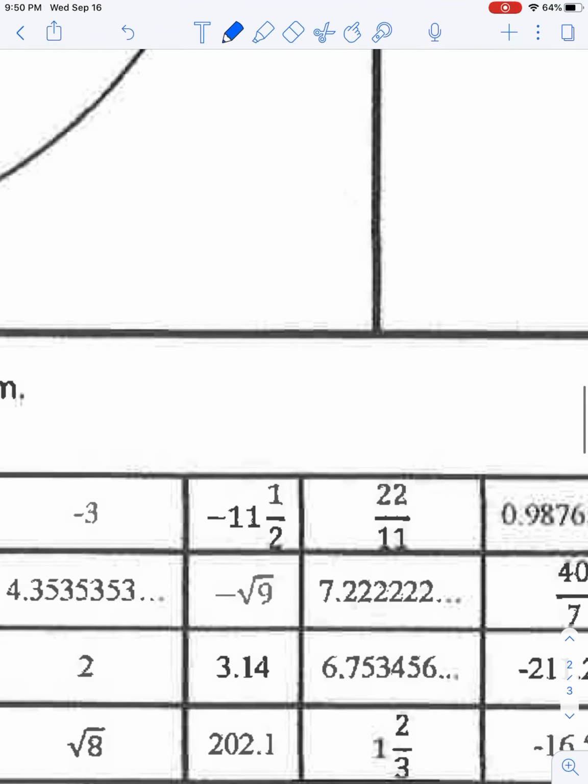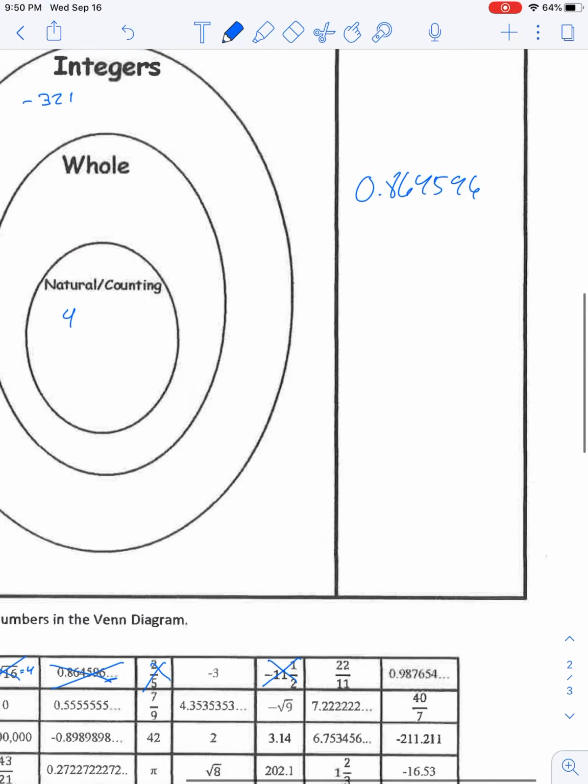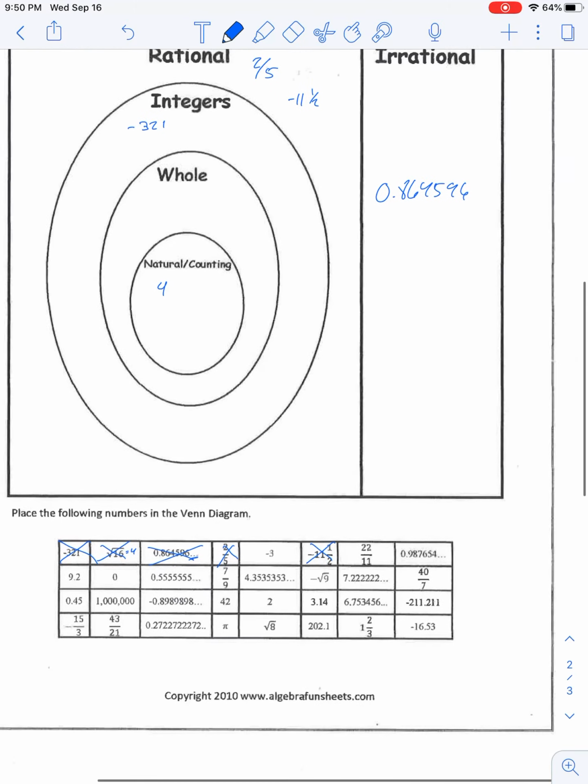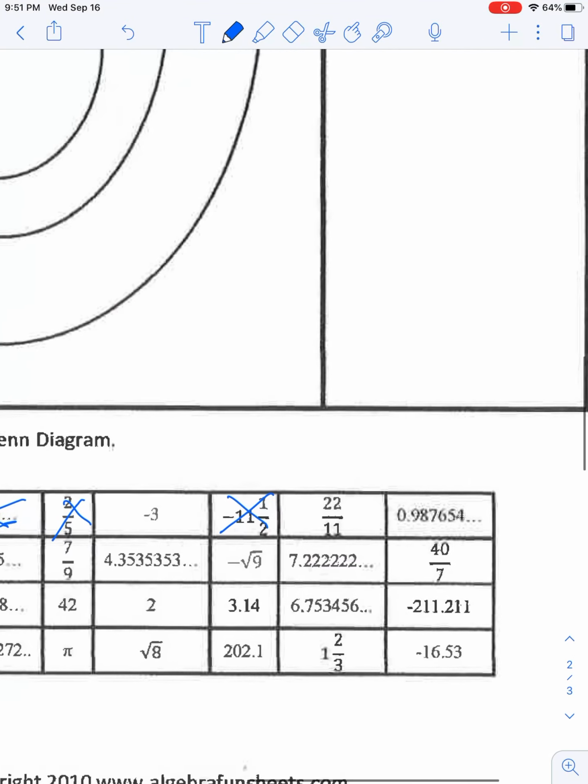I'm going to jump actually to this one, -11 1/2. Mixed numbers and even negative numbers, remember, they can still be rational as well. That's something I can turn into a fraction, so -11 1/2. That is also a rational. Sometimes when people see the negative right away, they jump to integer, but that one is not.